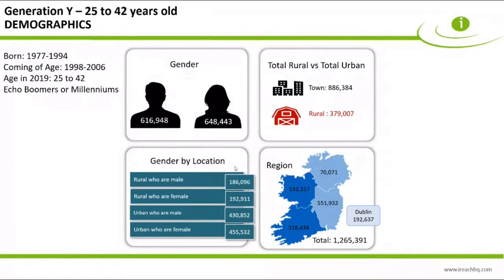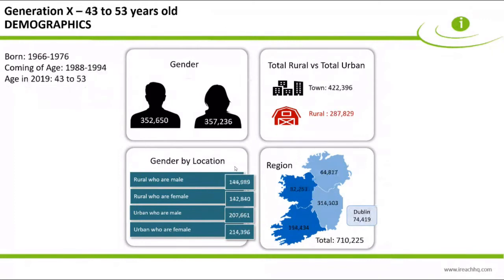So we see a little over 1.2 million of those, again heavily urban orientated, where nearly 900,000 are based in urban areas and just under 400,000 in rural areas. And you see the split across the different regions. Generation X, which we've been speaking about for a number of years, are those born between 66 and 76. We see just over 700,000 of those, about two-thirds urban, one-third rural.